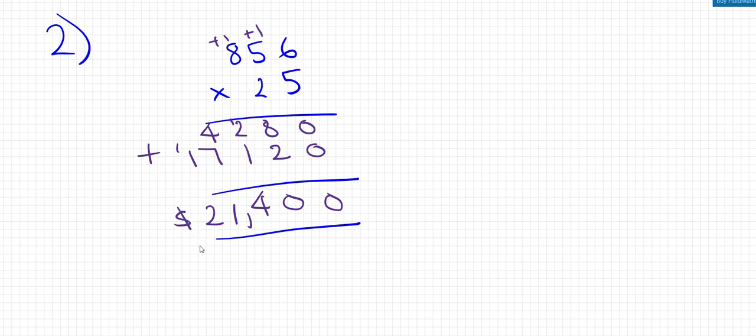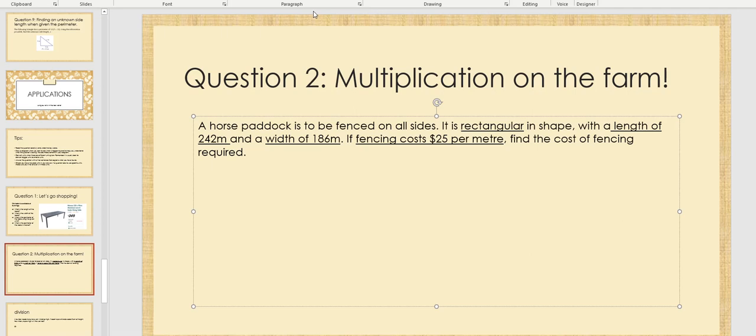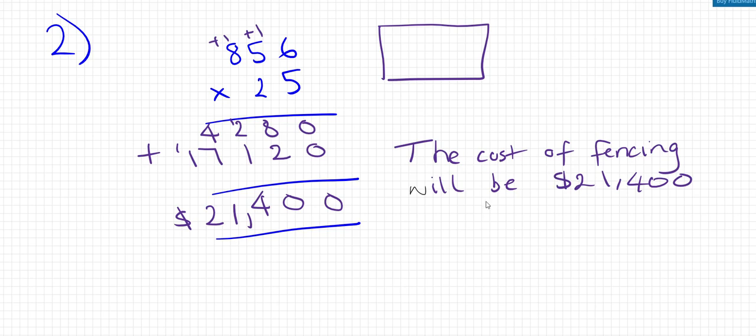So it's going to cost us $21,400 to put a fence around that rectangular paddock, which is, I guess, quite expensive, isn't it? Must be a good fence. Now, we have to write our final answer. So to do that, use your final answer, use the keywords in the question. So we can say the cost of fencing will be, and what we found. Okay, there's my sentence. The cost of fencing will be $21,400. Or we can say will cost. Okay.